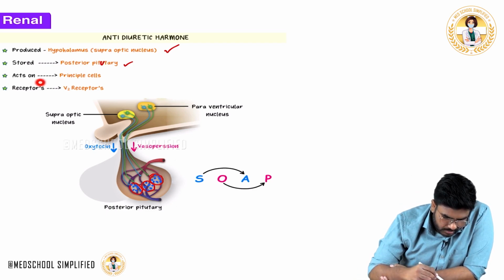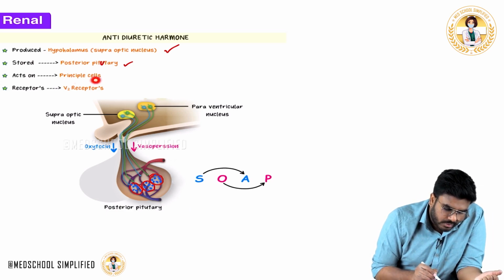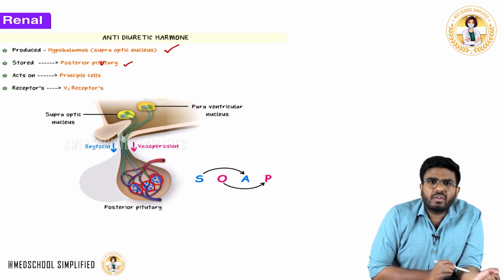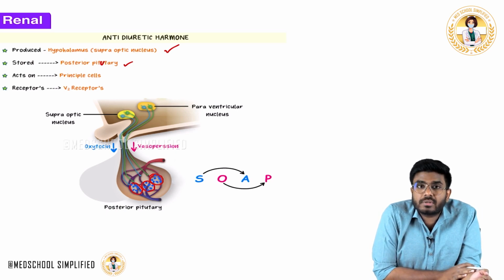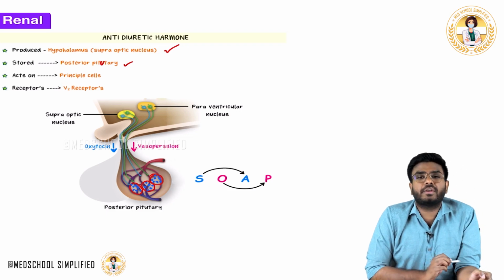Now this anti-diuretic hormone, which cells does it act on? It acts on the principal cells. The principal cells are present on the collecting ducts; the principal cells and intercalated cells are both present on the collecting ducts. The anti-diuretic hormone will come and stimulate the V2 receptors. On these principal cells there are receptors called V2 receptors, and these V2 receptors are stimulated by the anti-diuretic hormone.